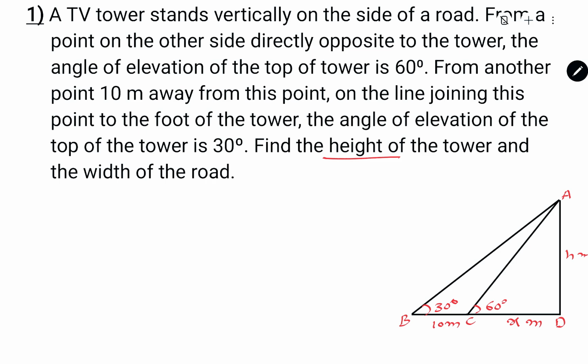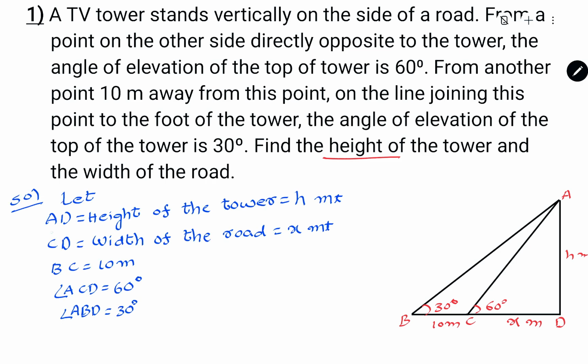Now write the given data. Let AD is equal to height of the tower is equal to h meters. Here CD is equal to width of the road is equal to x meters. BC is equal to 10 meters. Angle ACD is 60 degrees. Angle ABD is 30 degrees.